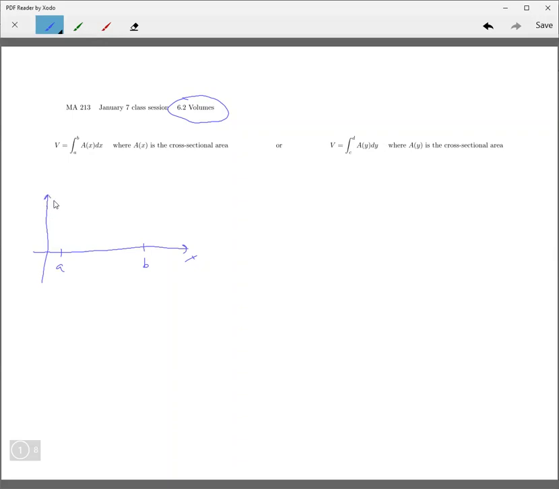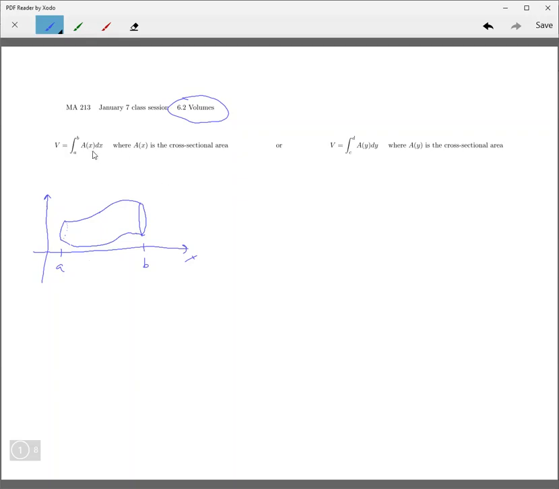It's a three-dimensional region. But let's put it up here. Let's suppose we had some region that does something like that, some kind of hose or some revolution. But it's a solid object.